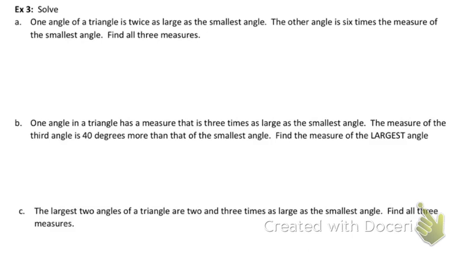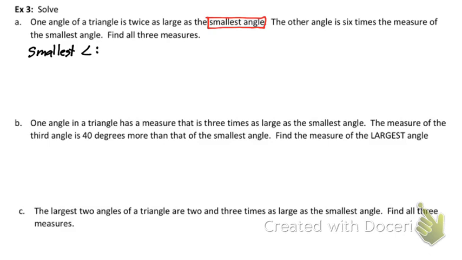So let's read this. It says one angle of a triangle is twice as large as the smallest angle. The other angle is 6 times the measure of the smallest angle. Find all 3 measures. I find it easier to set it up like this. If you want to set it up otherwise, you can. I look at the fact that they talk specifically about a smallest angle. So I'm going to start with a smallest angle.